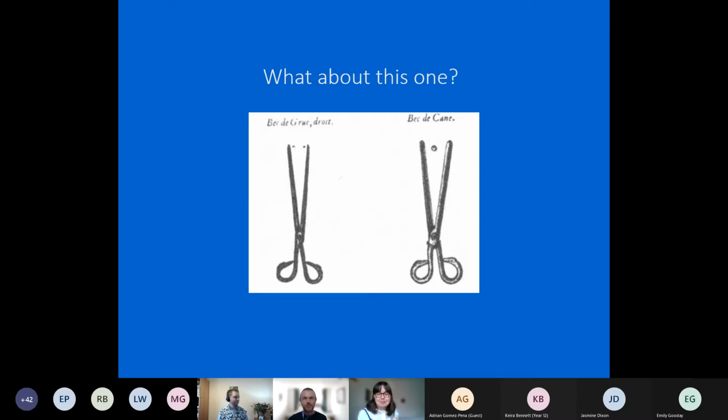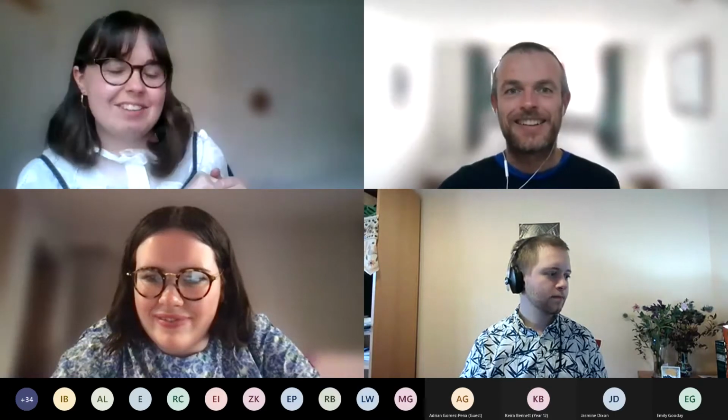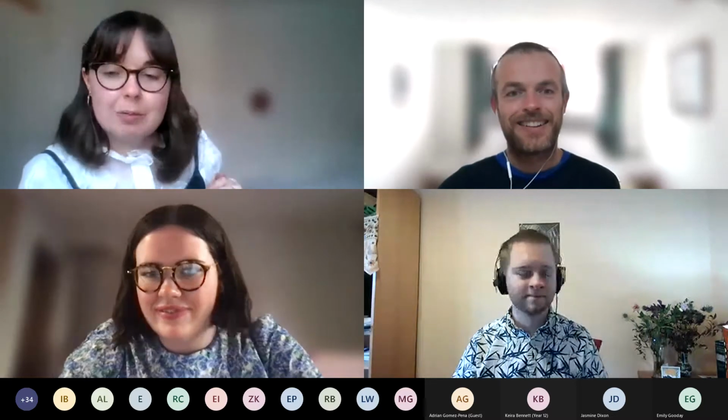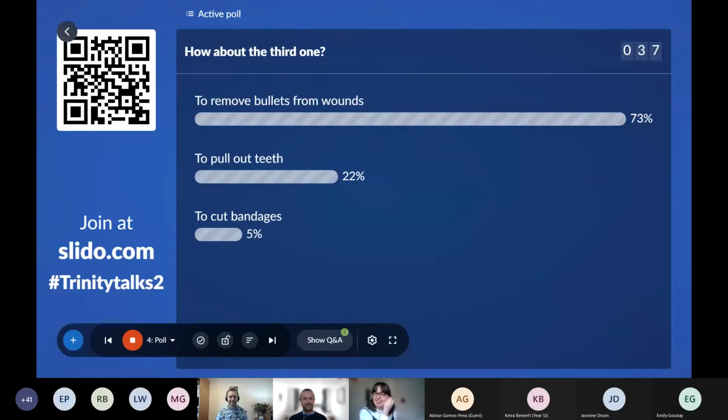So a nice little extra bit about this image is that they're called a bec de crâne in French, which means like a crane's beak or a bird's beak, because they thought that the scissoring shape resembled the shape of an animal beak. So I'll give you a few seconds to vote on this now on the Slido. We've got some stronger opinions this time on what people think that these kind of pliers might have been used for.